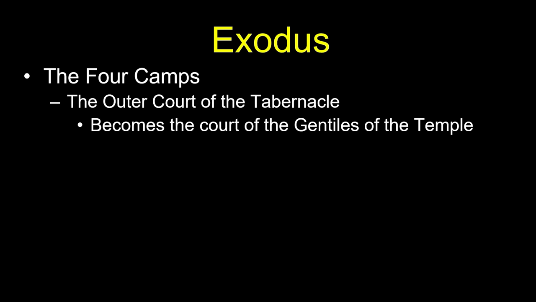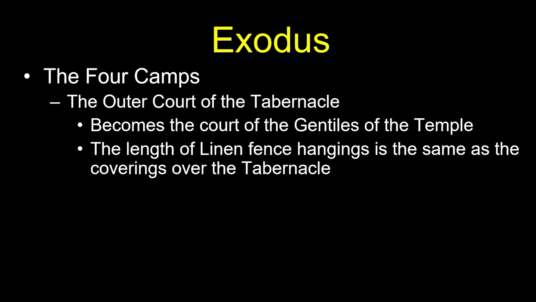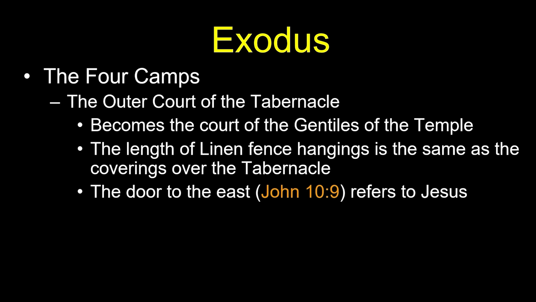Okay, a couple other things, just random comments about the outer court. You'll find many details, and I'm not going to try to enumerate them. I'll give you just a few things to look at if you're interested in this sort of thing. It's interesting that the length of the linen hangings described to make the fence is the same length, namely 280 cubits, as the hangings over the tabernacle. And some people think that might be very significant symbolically.